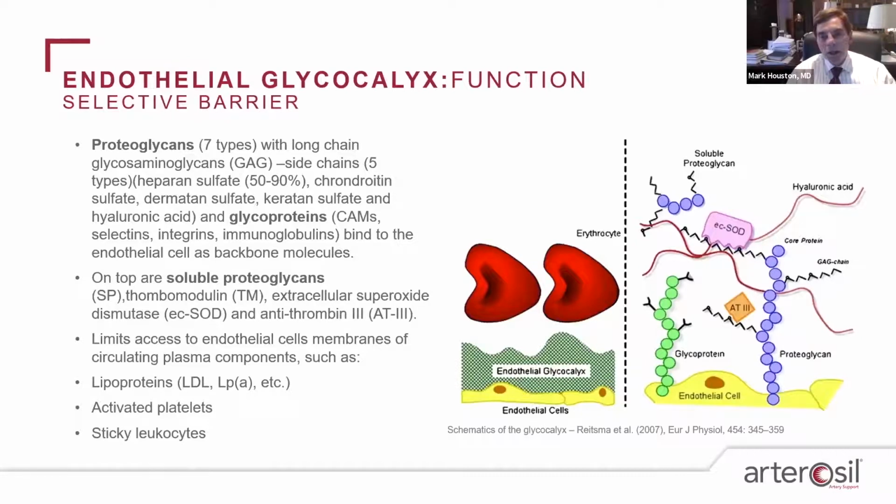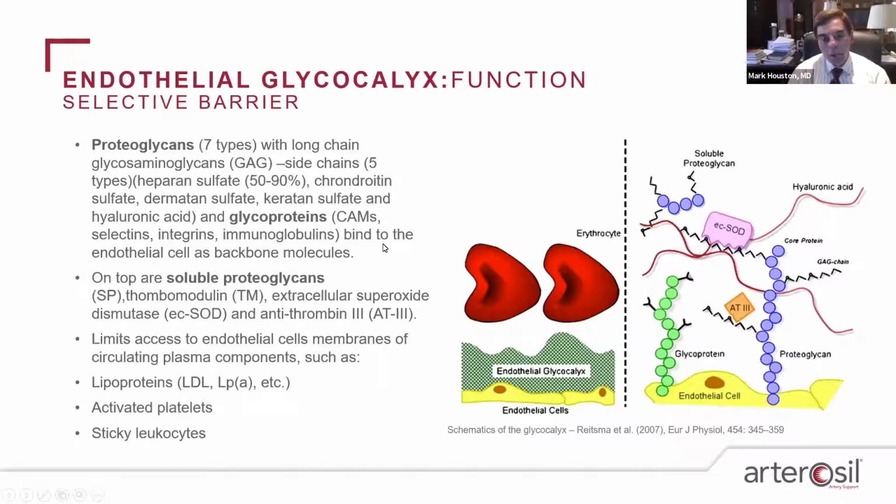So what is the glycocalyx? It's proteoglycans. There are 7 types. These are long chain glycosaminoglycans, or GAGs, with various side chains, particularly heparan sulfate, which composes from 50 to 90%, but also it has chondroitin sulfate, dermatan sulfate, keratan sulfate, and hyaluronic acid. And it also has glycoproteins. And these are the things that we're all familiar with, like CAMs, selectins, integrins, and immunoglobulins.